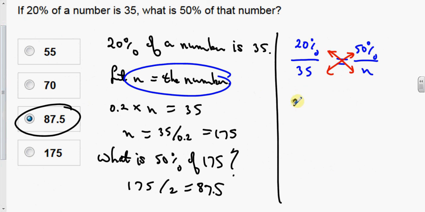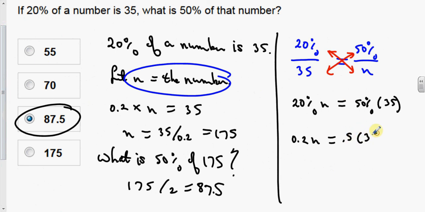So that's going to give me 20% times n is equal to 50% times 35. Now the 20% is 0.2 times n, and that's equal to 50% or 0.5 times 35. Okay, so let's see.